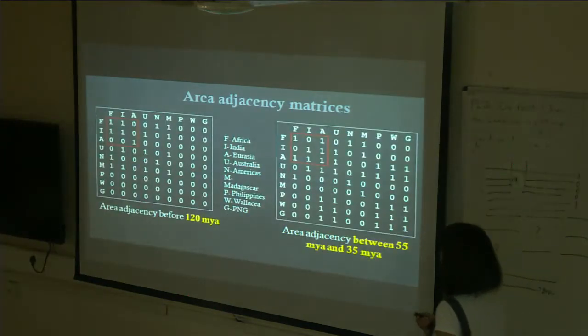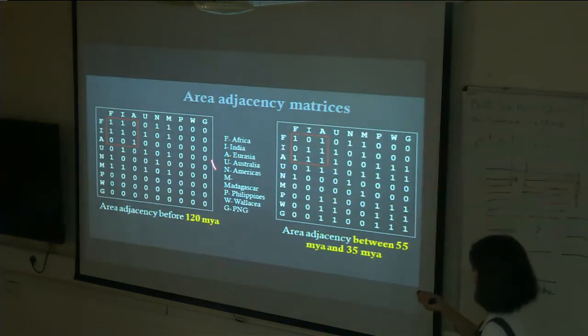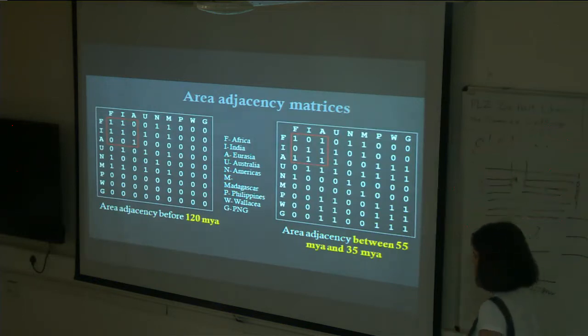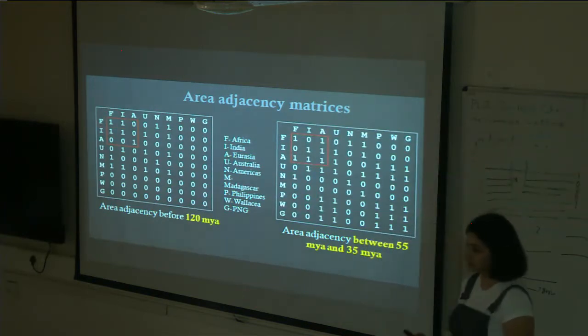Okay, so what I meant about being able to code area adjacencies differently is, so these are the biogeographic areas, and the matrices go from column to row. Before 120 million years, I coded Africa and India as adjacent. And this has got to be a symmetric matrix. You can't make a non-symmetric matrix for area adjacency. So Africa to India was 1 and India to Africa was 1 because India and Africa were close together.